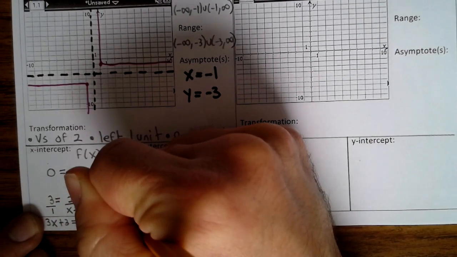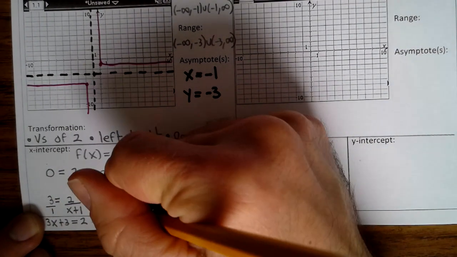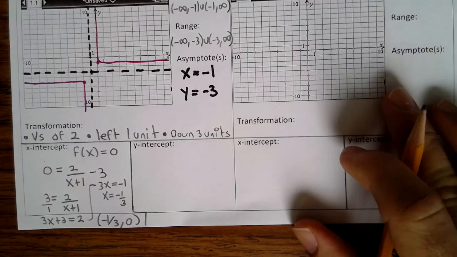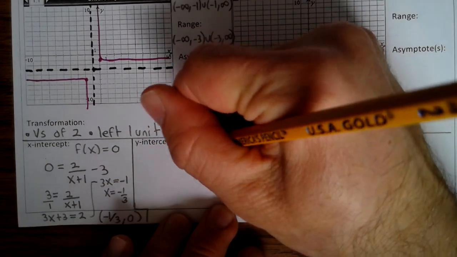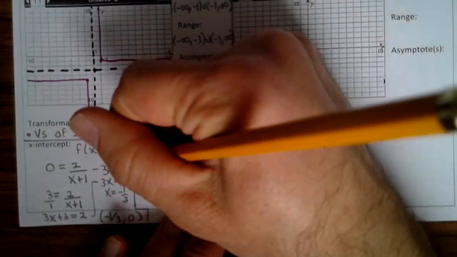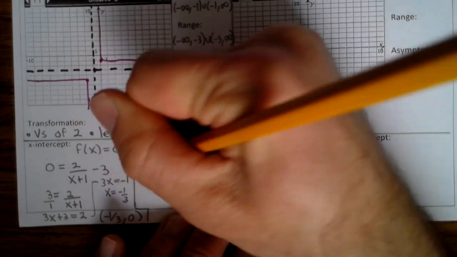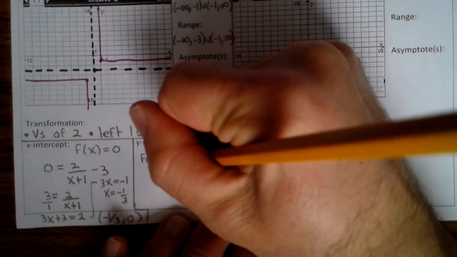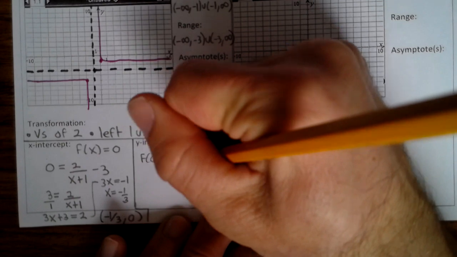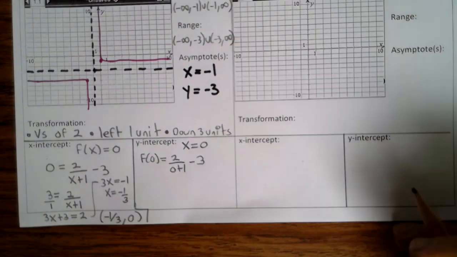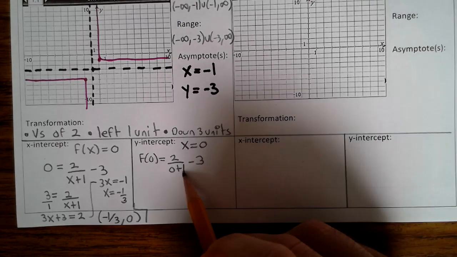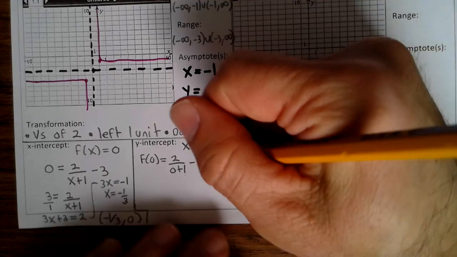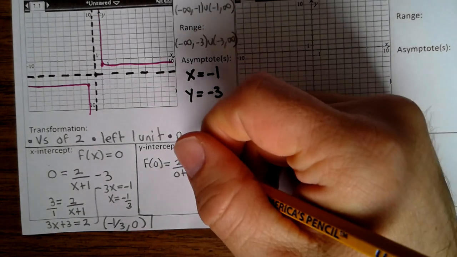All right, let's look at the y-intercept. When it's a y-intercept, x equals 0. So f of 0 equals 2 divided by 0 plus 1 minus 3. Well, that becomes 2 divided by 1 is 2. 2 minus 3 equals negative 1. So your y-intercept is 0, negative 1. All right, so finish up example 3.